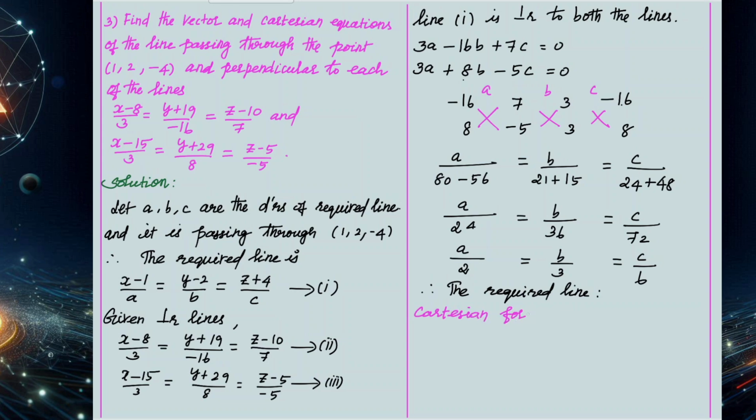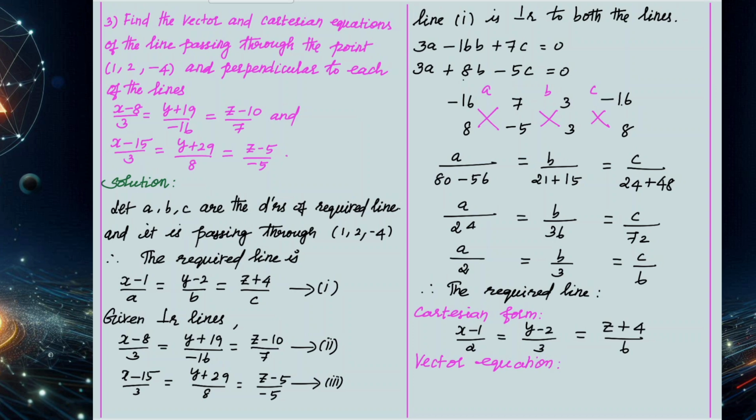in Cartesian form is (x minus 1) divided by, what is the a value here? 2. And then (y minus 2) divided by b. What is the b value here? 3. And then (z plus 4) divided by c. What is the c value here? 6. Actually, these are not exactly the a, b, c values, they are proportional values. So we are simply substituting the proportional values of a, b, c in equation 1. We got this equation in Cartesian form.